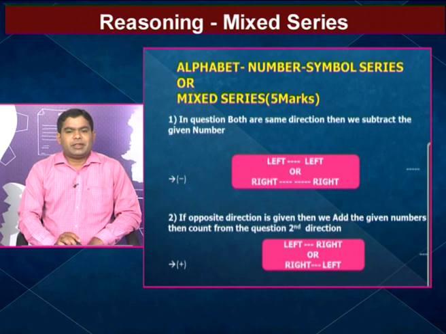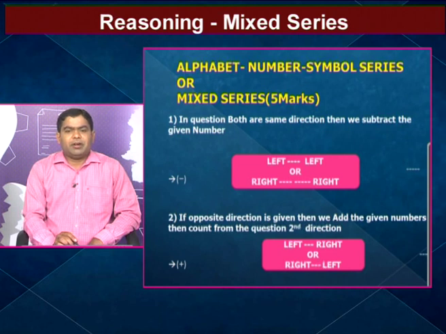If both are in the same direction, then we subtract the given numbers. That means in our question, two directions are given. If the same directions are given, we subtract the given numbers. That means if left is given, we subtract the given numbers, and if right is given, we subtract the given numbers. If in the given series opposite directions are given, we add the given numbers.